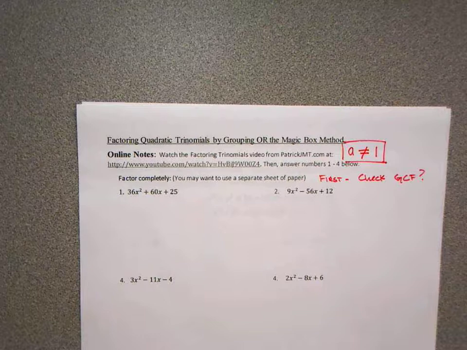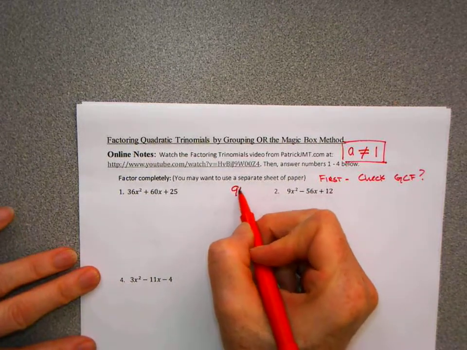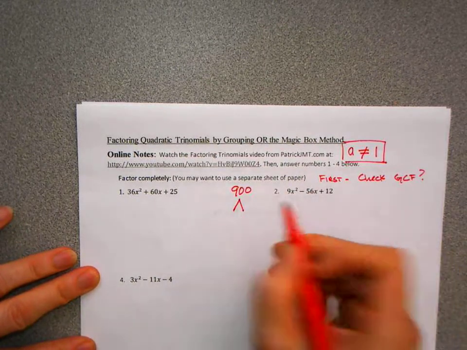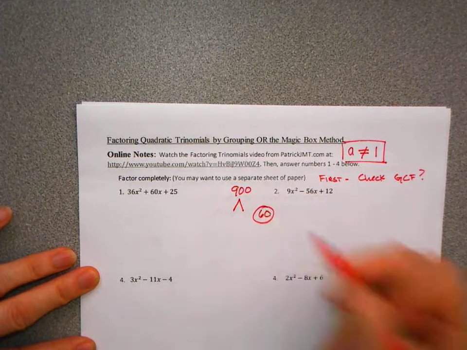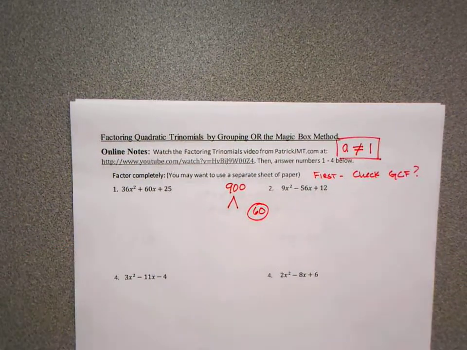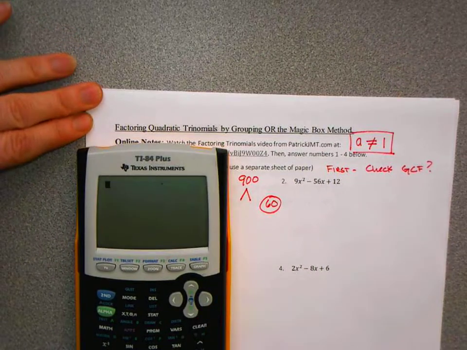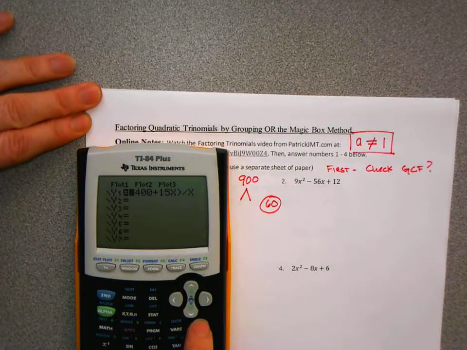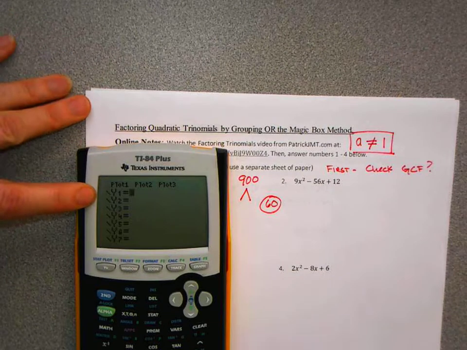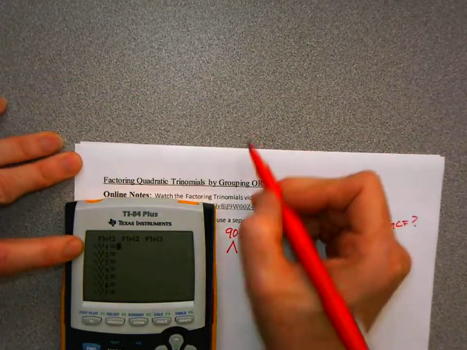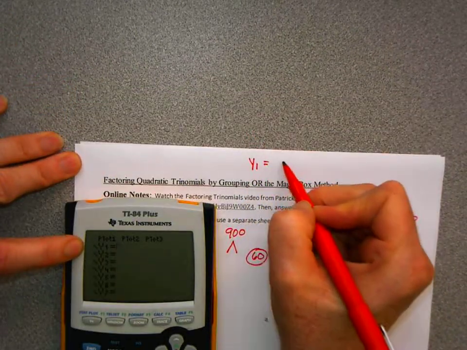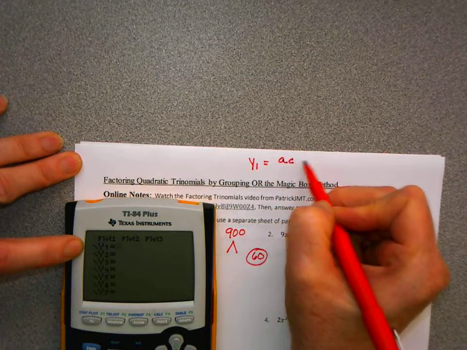36 times 25 is 900. What multiplies to 900 and adds to 60? No earthly idea. So this is what I'm going to do. Let me show you this neat calculator trick. So you have your calculator, go to y equals, clear it out. What you're going to put in y1, I'm going to put this at the top of your page, is you're going to put AC divided by x.